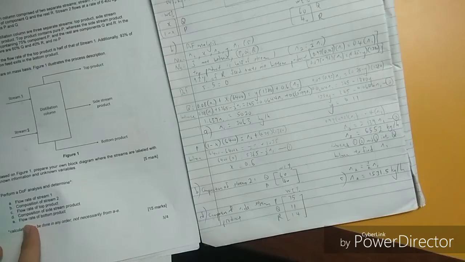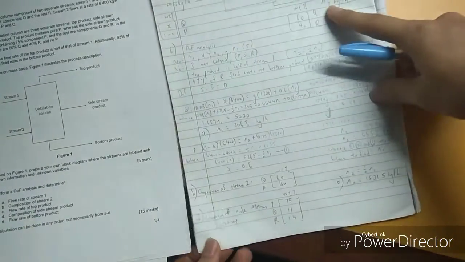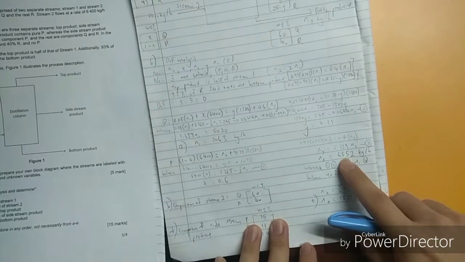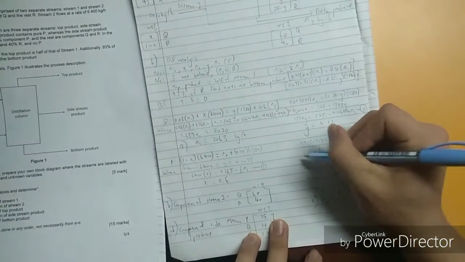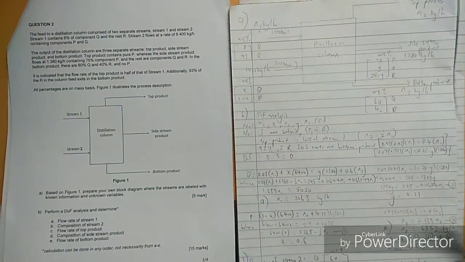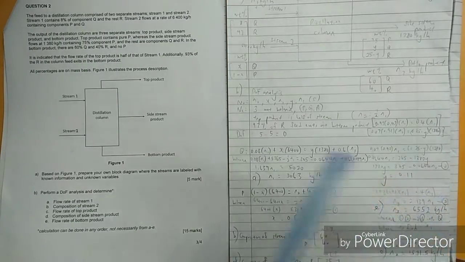After that, E is the flow rate of the bottom product. So the flow rate of the bottom product is N3. So we can find that N3 is equal to 6552. So this is our E. That's all from me for this question, non-reactive balance. Let us proceed to the next question, which is reactive balance.